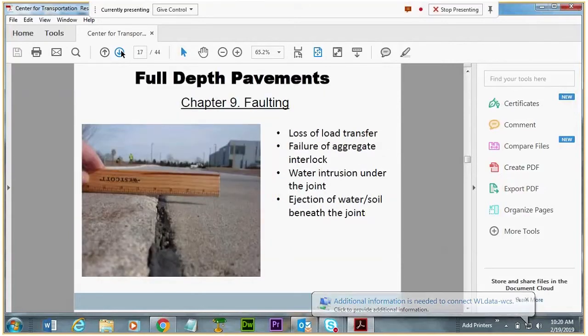Faulting, loss of the load transfer, failure of the aggregate interlock, or any help with the load transfer. Water intrusion under the joint, and then the injection of the water and soil beneath the joint. Next slide.